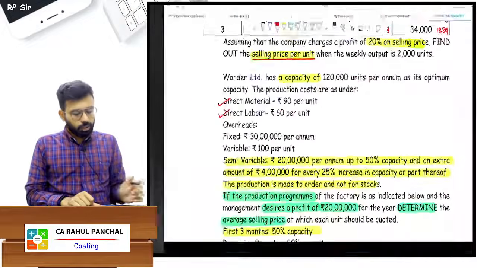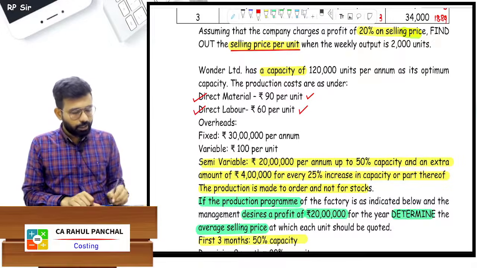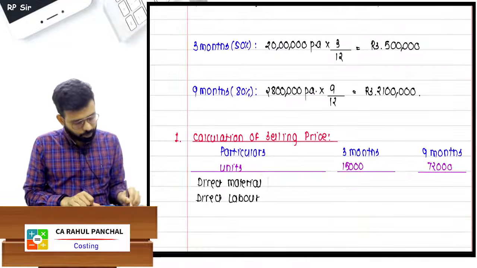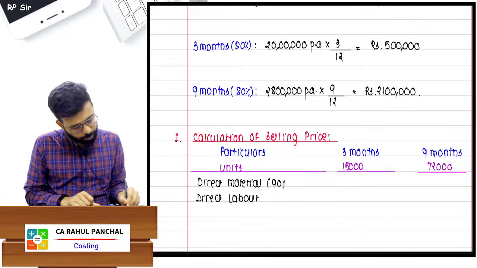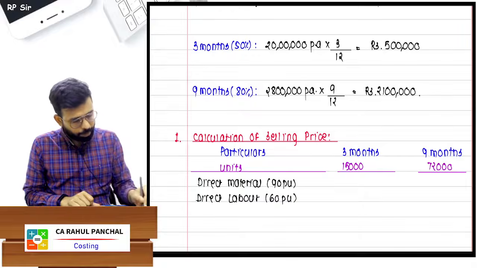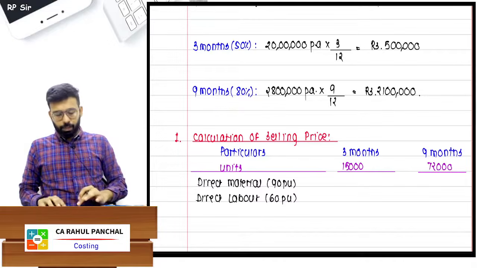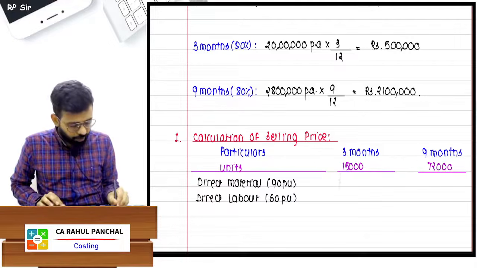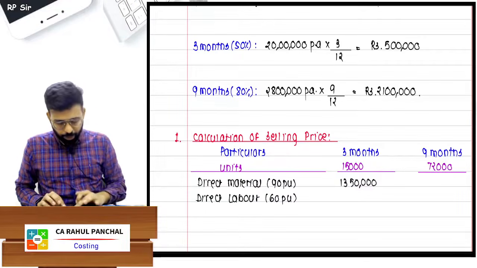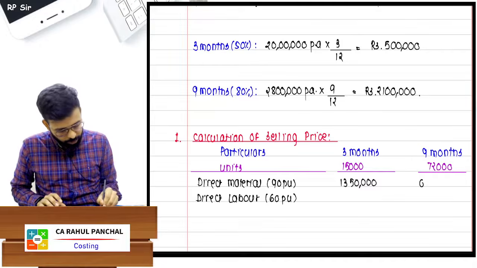What is given in the question is we incur 90 rupees and 60 rupees. Okay, so 90 and 60 rupees. So in bracket we can write it is 90 rupees per unit. Here it is 60 rupees per unit. So it will be multiplied accordingly. 90 will be multiplied by 15,000. So you get 13,50,000 over here. Multiplied by 72,000, so that will be 64,80,000.